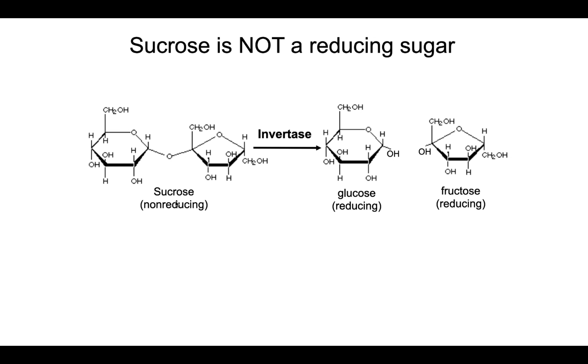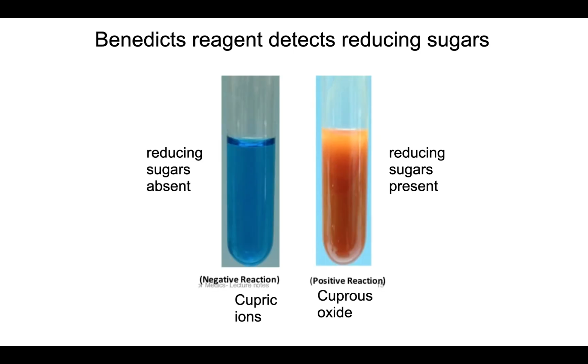So what invertase does, we can reword this, is it takes a non-reducing sugar, sucrose, and it converts it into two reducing sugars, glucose and fructose. Okay, we're getting one step closer. Now, all we need is some sort of test that can distinguish between reducing sugars and non-reducing sugars. And that is called the Benedict's reagent.